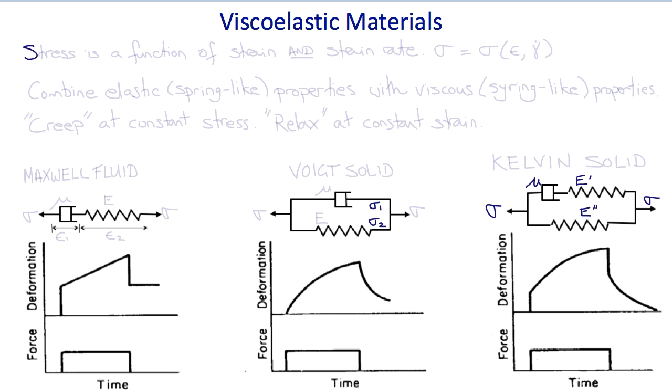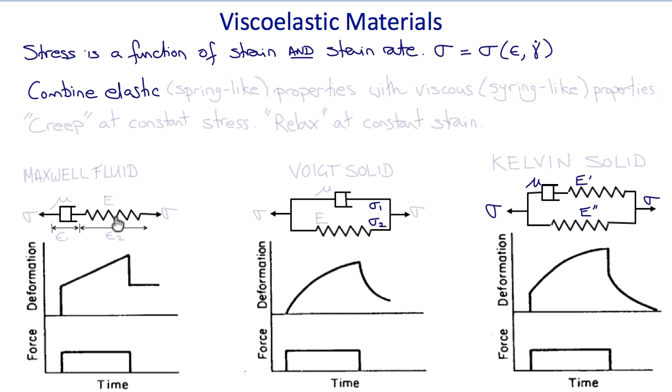A more complicated class of material that's commonly seen in biomechanics is a viscoelastic material, in which the stress is a function of both the strain and the strain rate. Viscoelastic materials combine elastic or spring-like properties with viscous or syringe fluid-like properties.